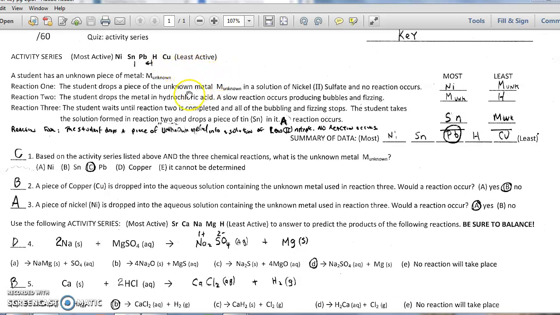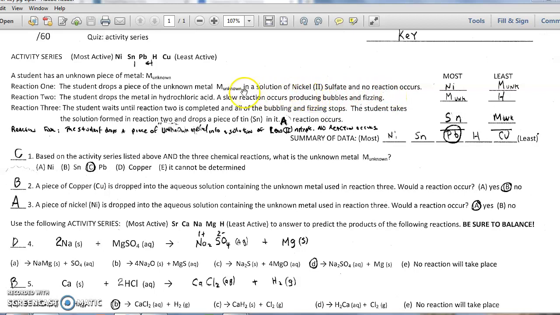All right, here we go. They're giving us 4 reactions. In the first reaction, we have some unknown metal, and that unknown metal is one of these substances right up here. They've dropped it into a solution of nickel 2 sulfate. When they say a solution of nickel 2 sulfate, that is telling you that it is aqueous and that water is able to pull apart the nickel 2 sulfate. So floating around in that solution, we have nickel 2 plus ions, and we have the sulfate ion floating around. And when our unknown metal is dropped in that solution, no reaction occurs.